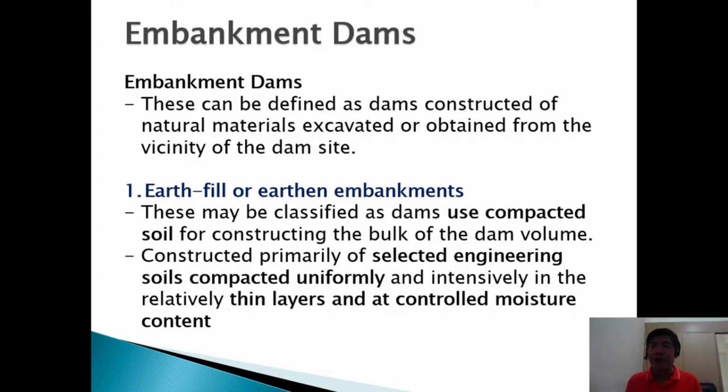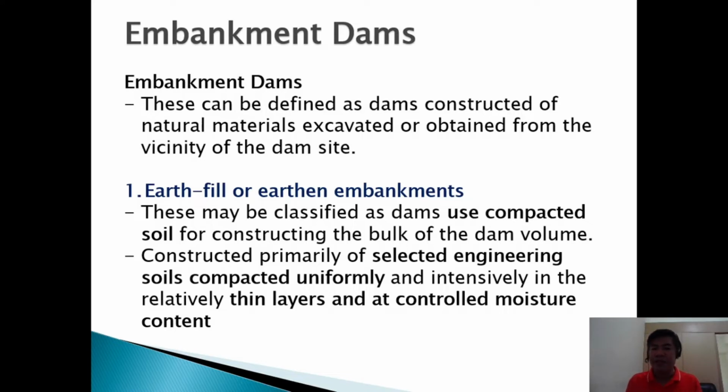So if you are going to construct an earth dam or an embankment dam, make sure that the location from which you are going to extract the earth material to be used should be near the dam site. The first type of embankment or earth dam is earth fill or earthen embankments. From the word earth fill, it should be made of earth materials. This may be classified as a dam using compacted soil. So that is the earth material that I am referring to, for constructing the bulk of the dam volume. There is a homogeneous earth dam, made of one type of soil.